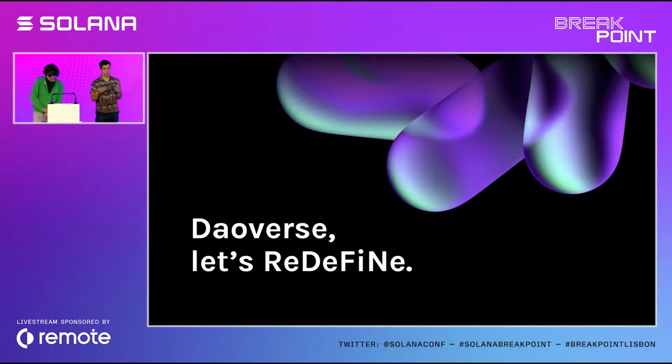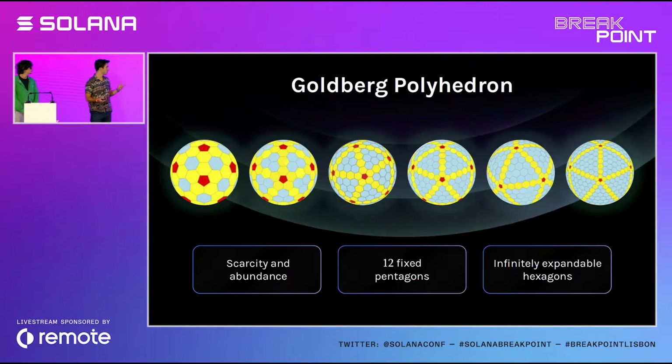And that's why we think the best way to actually use that money is through a virtual land and through a virtual world. But right now, the problem of the decentralized virtual world is scarcity and abundance and their static nature. And so we thought about using this Goldberg Polyhedron that has 12 fixed pentagons that would be unique landmarks, but it can be infinitely expandable with equal hexagon tiles.